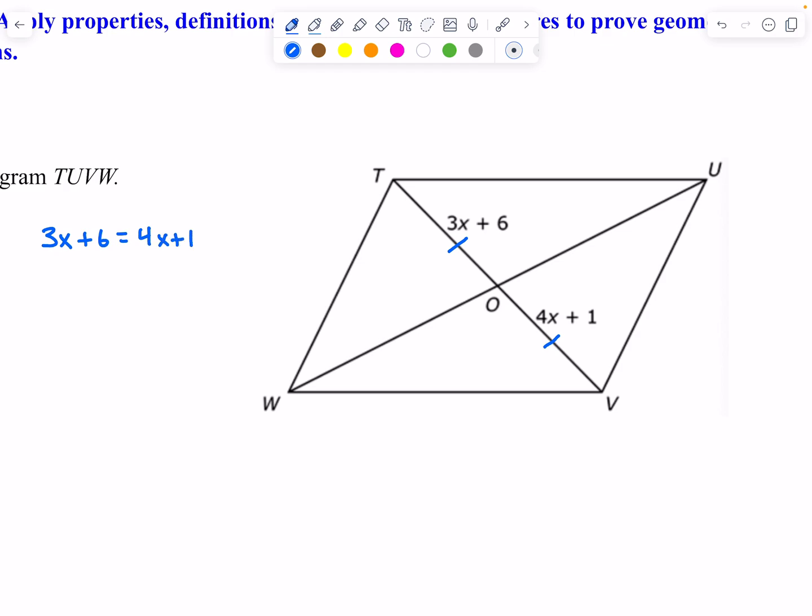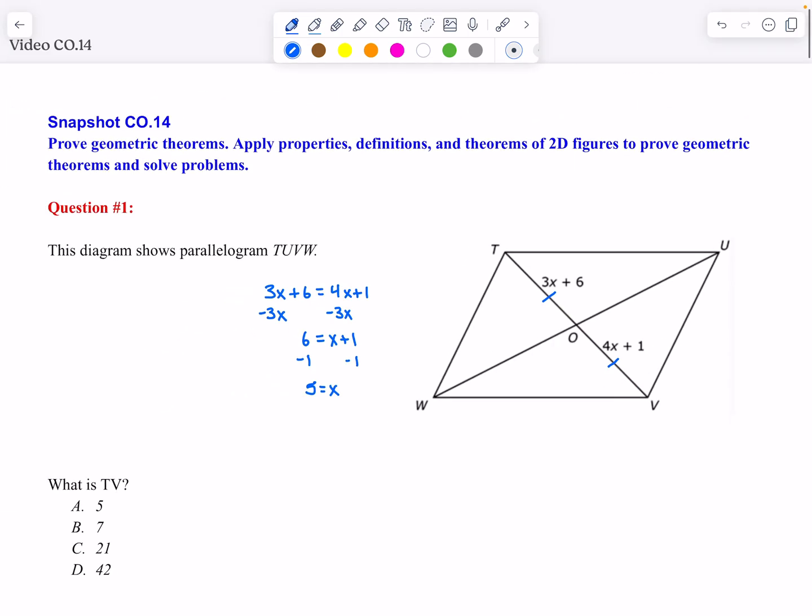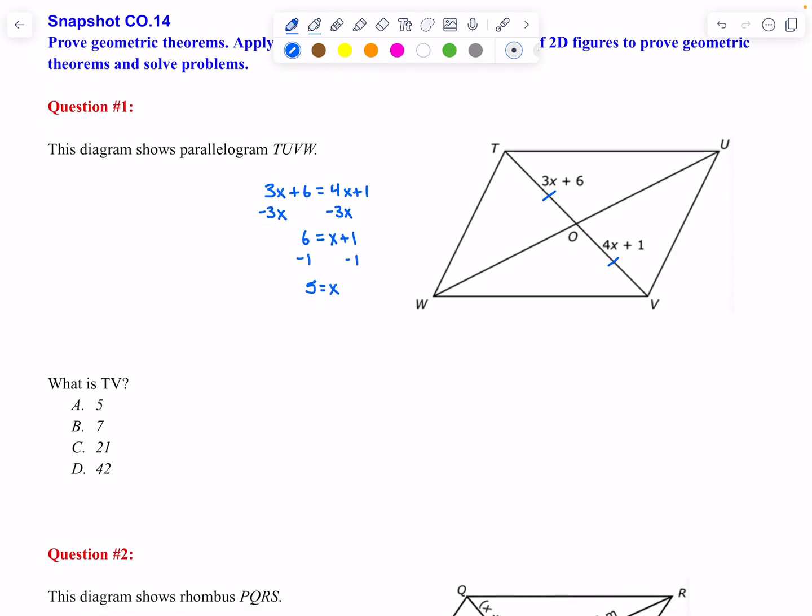So to solve for x, you want to move the variables on the same side, but move the one that has a smaller coefficient. So I'm going to subtract the 3x from both sides, and I get 6 equals x plus 1. Then I just need to subtract 1, and I get x equals 5. But then let's look at what they're asking us for. They want, what is TV? So TV is the entire diagonal.